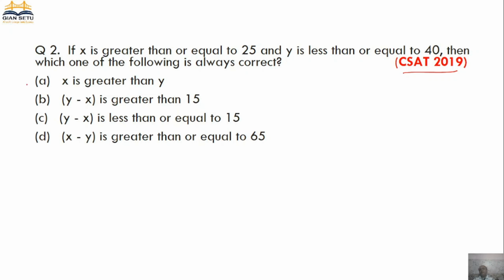First of all, let's see statement A. x is greater than y. Let's see whether this statement is always correct or not. x is greater than or equal to 25 and y is less than or equal to 40. Now let's suppose x is equal to 27 and y is equal to 40. In this case, this statement is not correct. So this statement is not always correct.